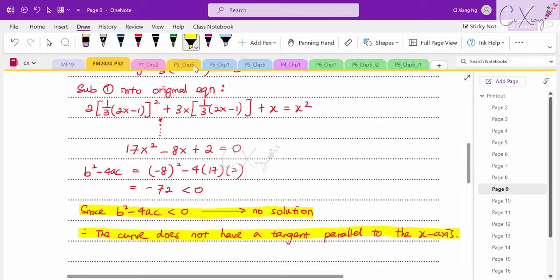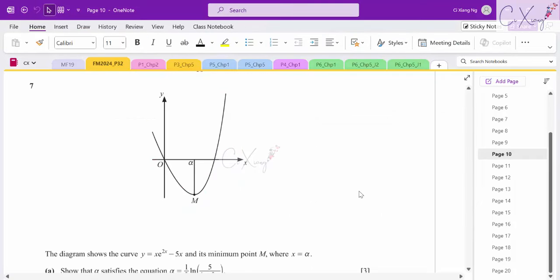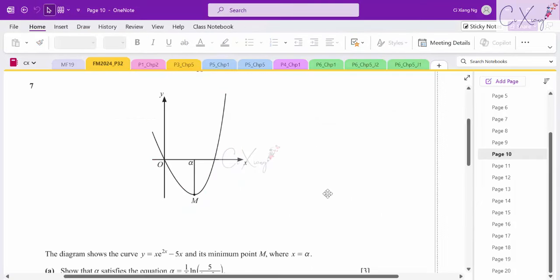And if we extend our conclusion, it should be that the curve does not have any tangent that's parallel to the x-axis. Yeah, so this is how we solve question number 6. Right, so we are now at question number 7.